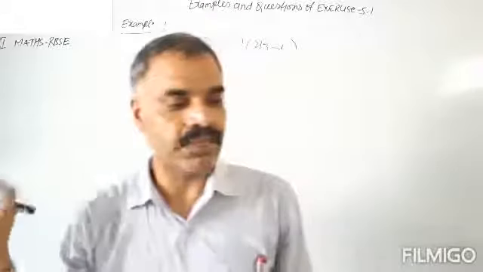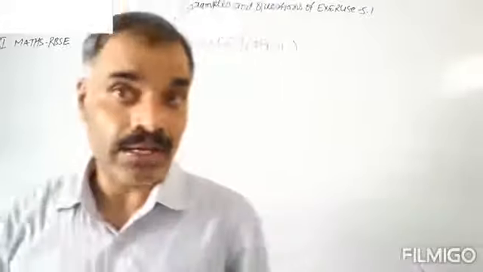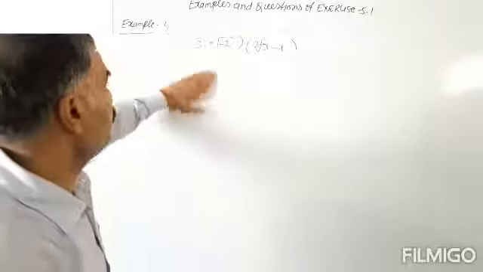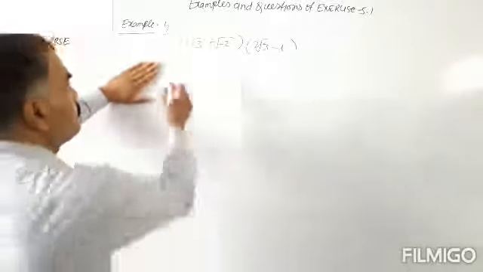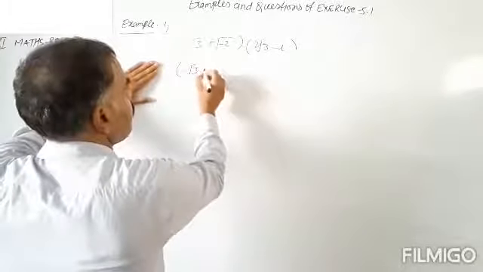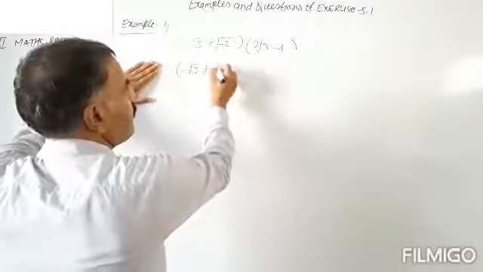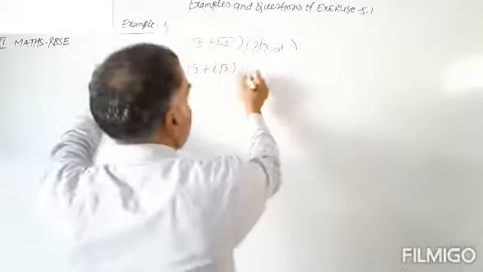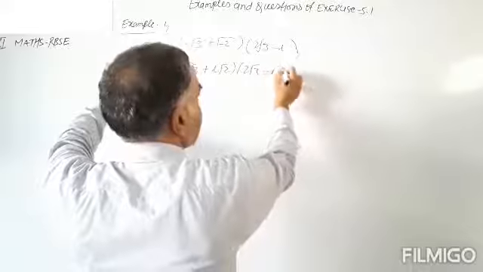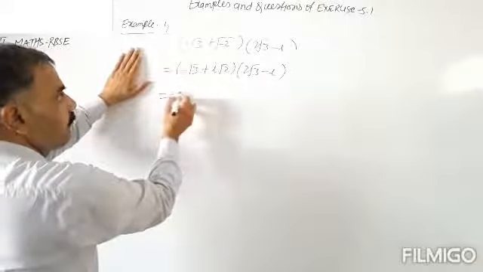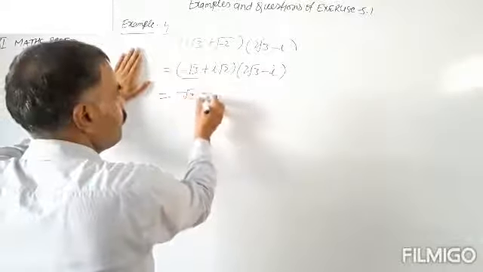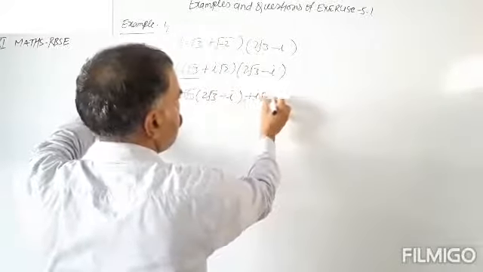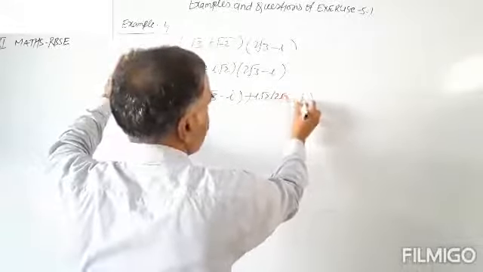It means we have to multiply these two complex numbers and put the result in standard form. So we have to multiply this: minus under root 3 plus iota under root 2, into 2 under root 3 minus iota. Minus under root 3 will multiply 2 under root 3 minus iota, plus iota under root 2 will multiply 2 under root 3 minus iota.